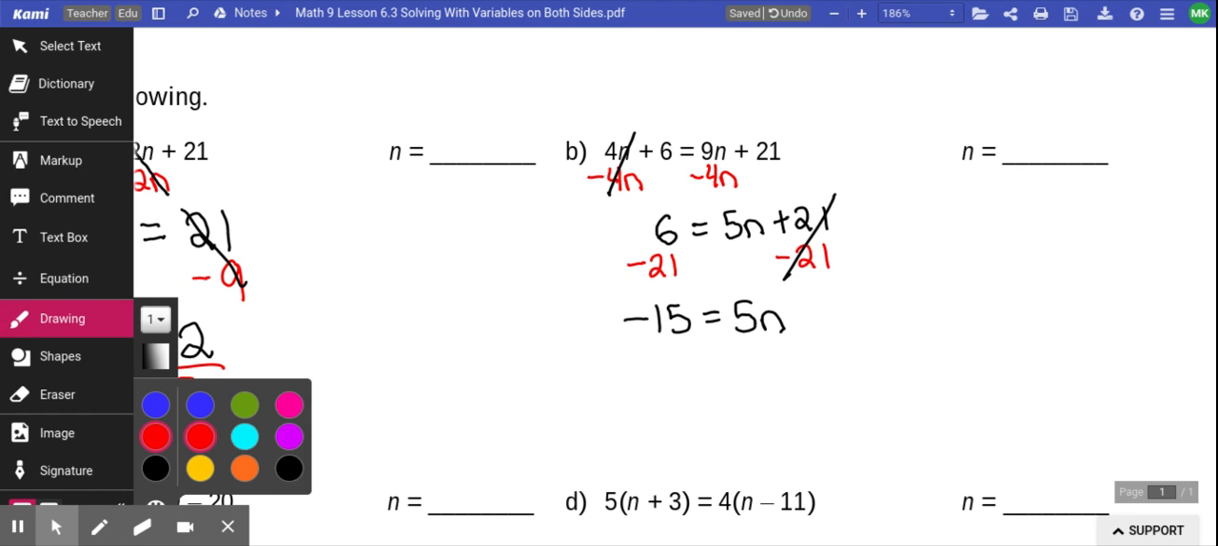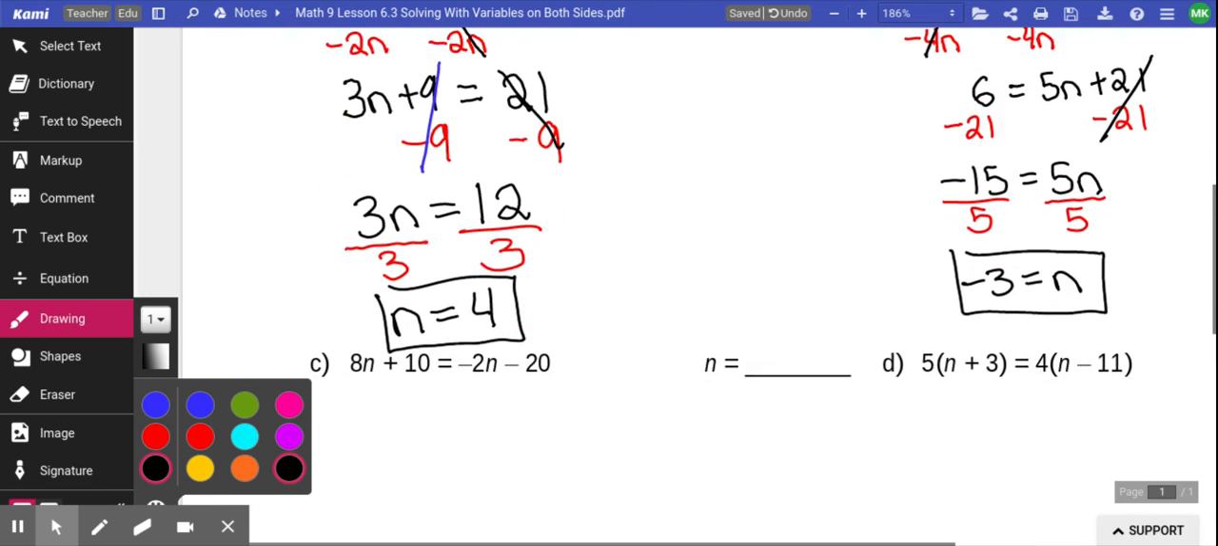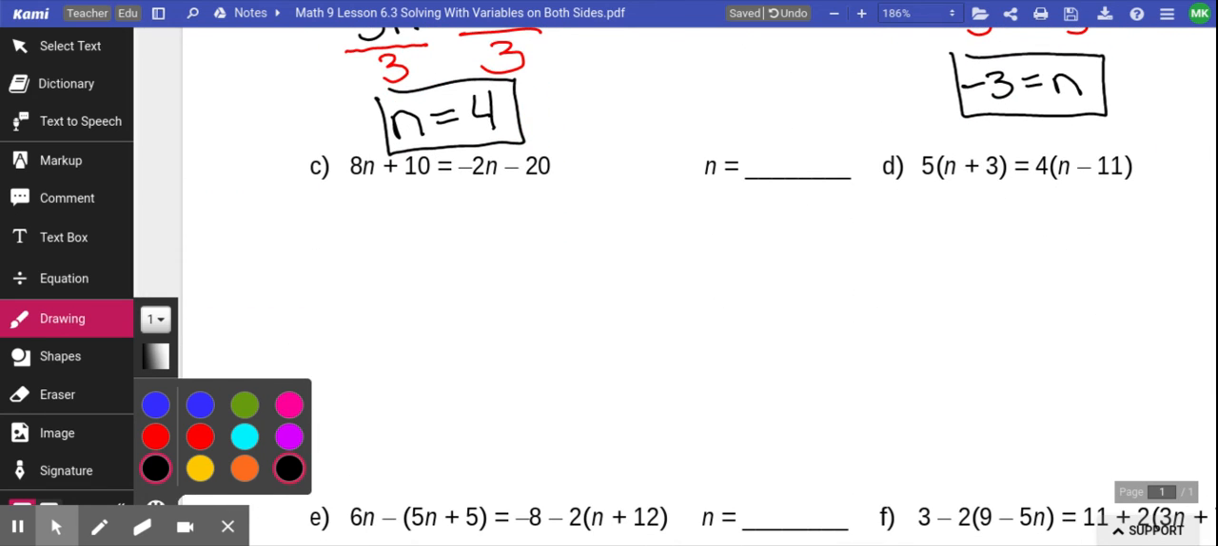I now have to get the 5 away from that n. That's 5 times n. The opposite of timesing is dividing. So I divide both sides by 5. Negative 15 divided by 5 is negative 3 equals n. Awesome. For C, I would like you to try C on your own. So pause the video and just see if you can solve this question C all on its own.